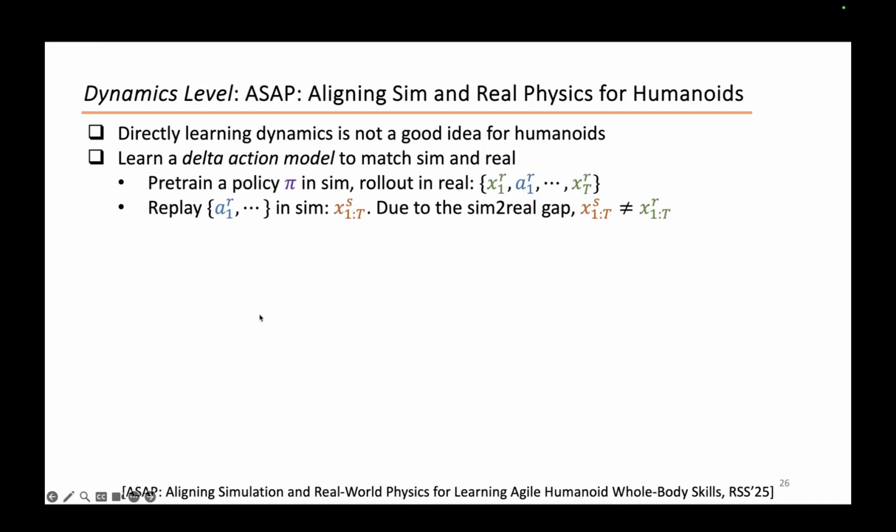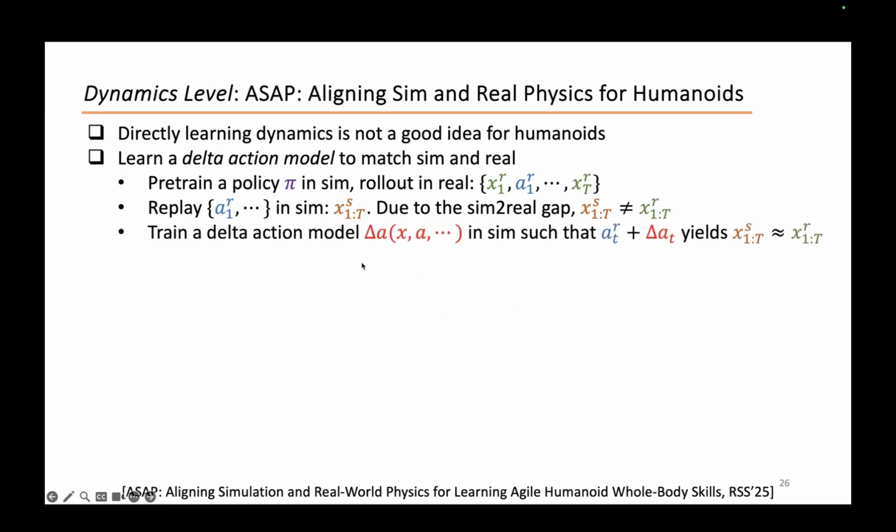And then we replay this sequence of action A in simulation. We get another trajectory X^S. The superscript S here refers to simulator. And due to the Sim2Real gap, the X^S will be different from X^R. Otherwise, the simulator is perfect.